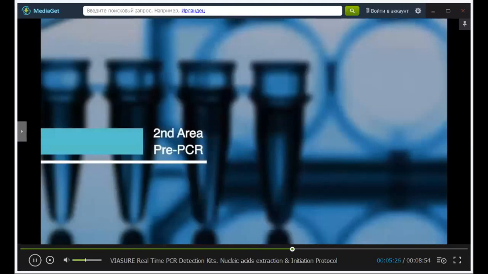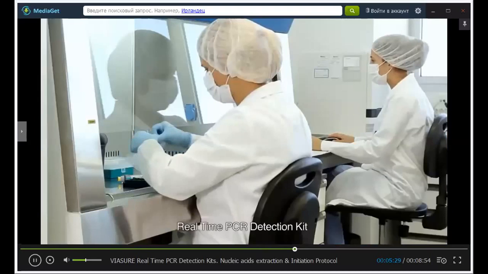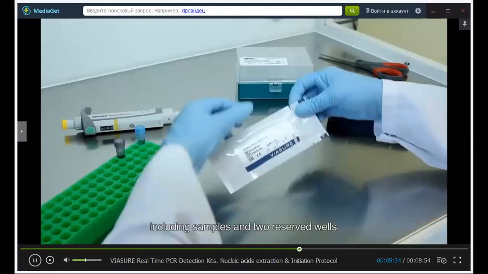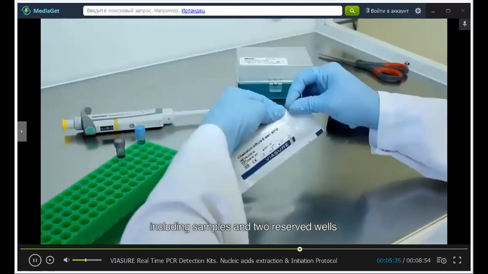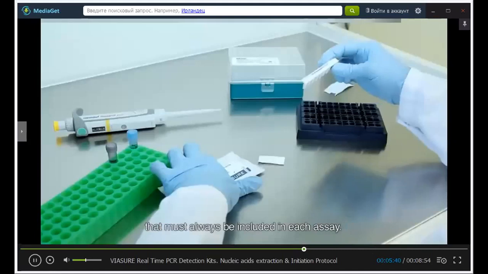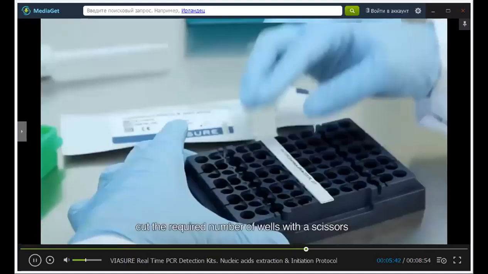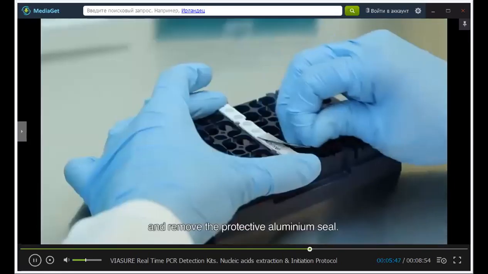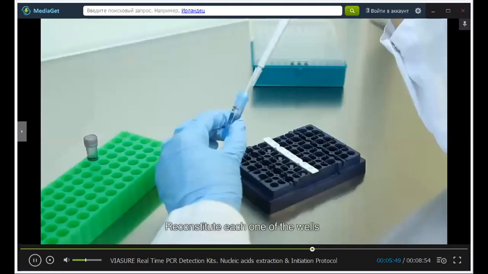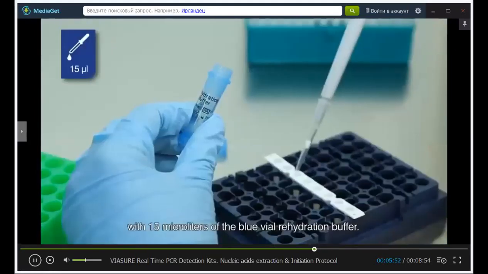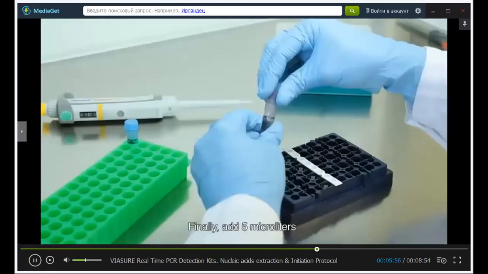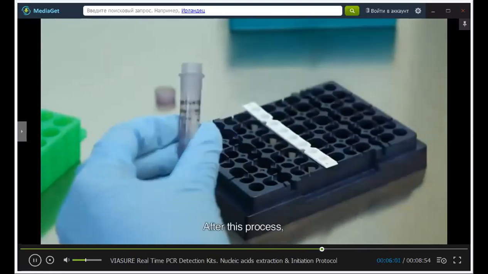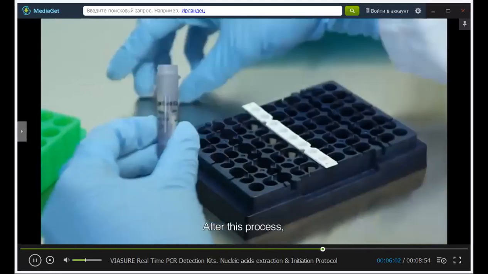Take the ViaSure pathogen real-time PCR detection kit and separate the required number of wells, including samples and 2 reserved wells for the positive and negative controls that must always be included in each assay. If necessary, cut the required number of wells with the scissors and remove the protective aluminium seal. Reconstitute each one of the wells with 15 microliters of the blue vial rehydration buffer. Finally, add 5 microliters of the purple vial negative control in the reserved well for negative control. After this process, move the rehydrated wells to the next area.